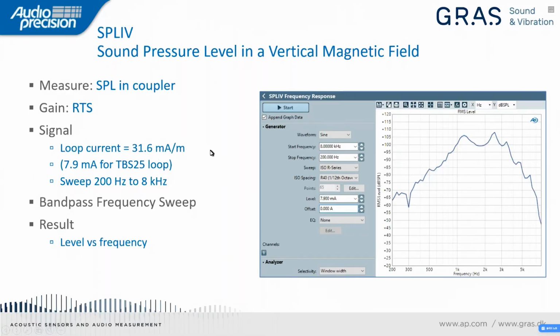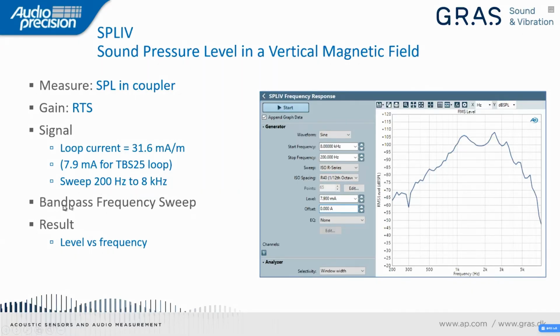The amount of current depends on the length of the loop, and I'm going to show the test box I'll be using today a little bit later. It's called a TBS-25, and it has a loop length that requires a current of 7.9 milliamps. And we sweep that sine signal from 200 hertz to 8 kilohertz.